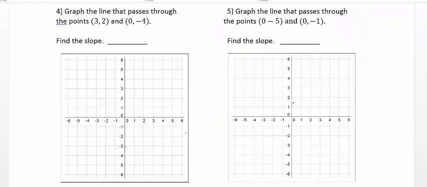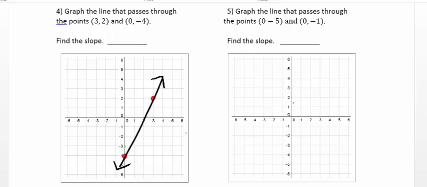In number 4, we want to graph the line that passes through the points (3, 2) and (0, -4). So first, to plot the point (3, 2), I'm going to go to the right 3 and up 2, and I'll plot that point. And then (0, -4) is on the y-axis, so I don't go over left or right at all, and I just come down 4 units. Now I'm going to take my straight edge and connect those 2 points.